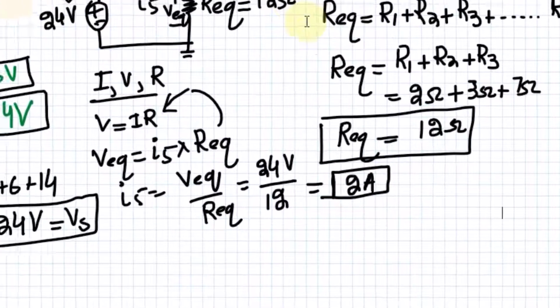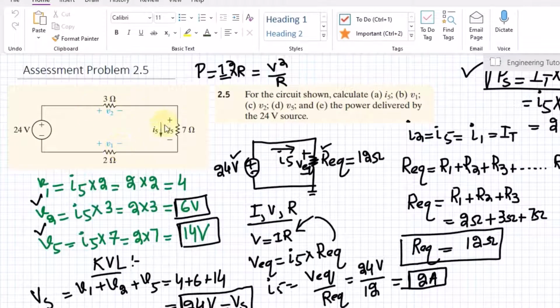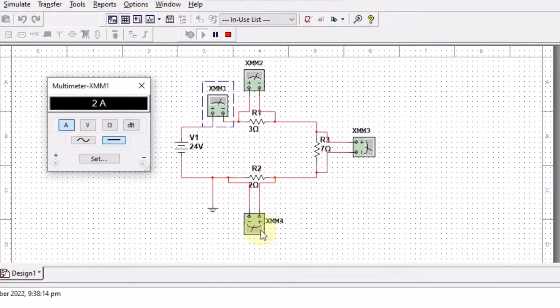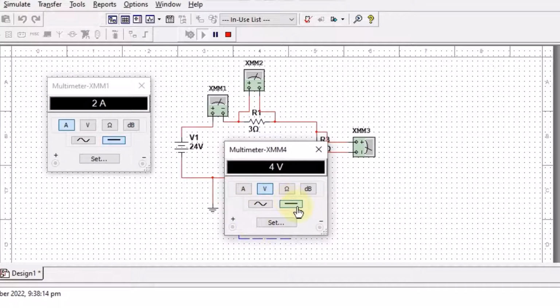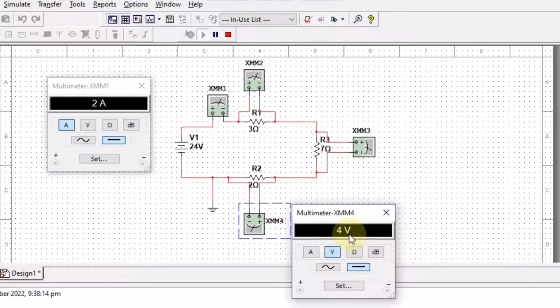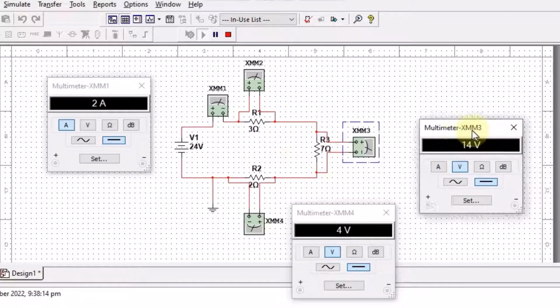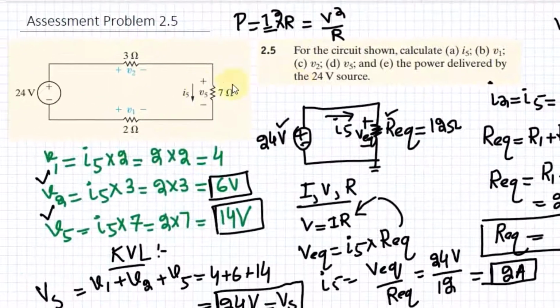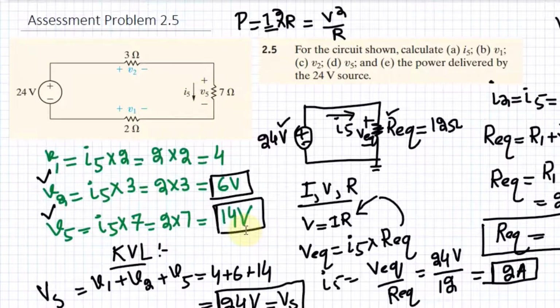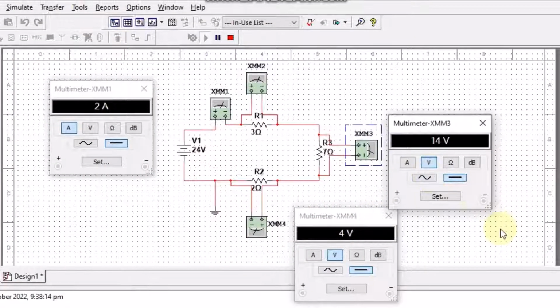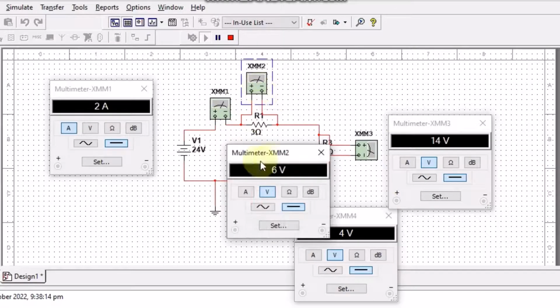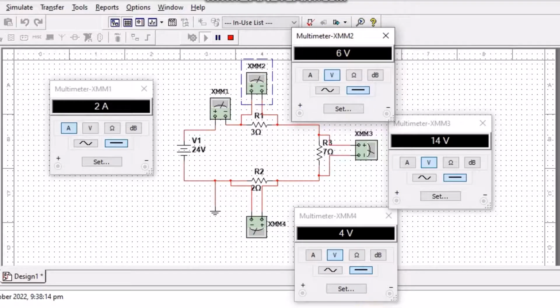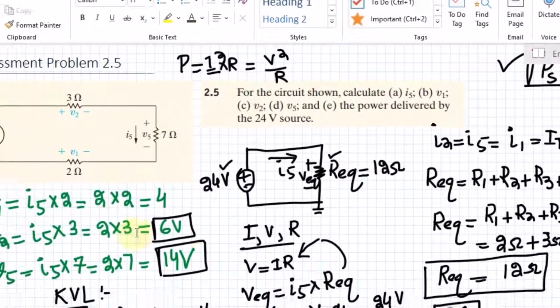Similarly, to find the voltage across this 2 ohm resistor, we found that it was 4 volts. Let me check it. We can very easily see that this is 4 volts. Similarly, the voltage across this 7 ohm resistor is 14 volts, since this is V5. So this is again clear. And checking this one, it is 6 volts, and getting back here, this is 6 volts.